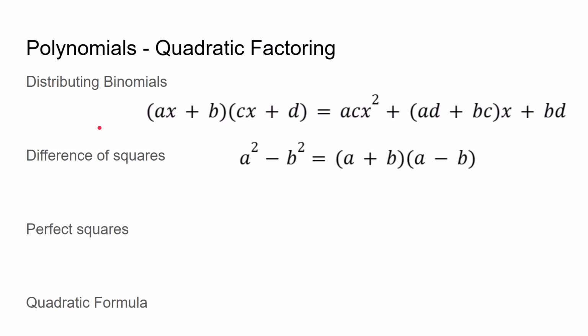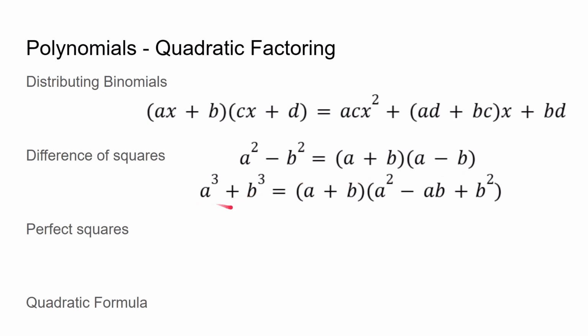Difference of squares. So if you see something where it's a square minus another square, you can always factor that. So if you have a squared minus b squared, you can factor that into a plus b times a minus b. There's also this difference and sum of cubes.